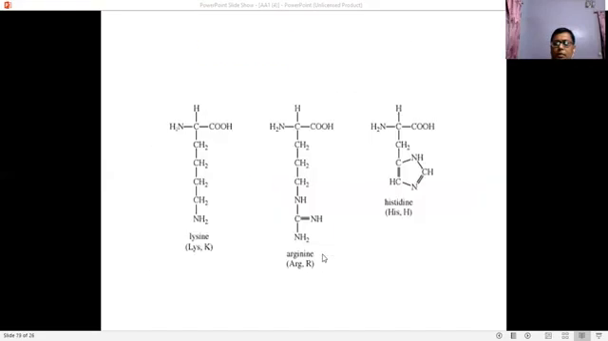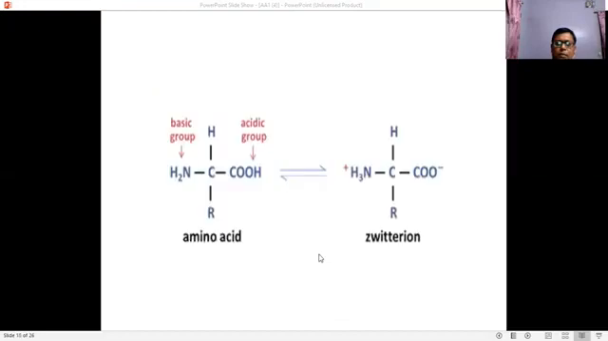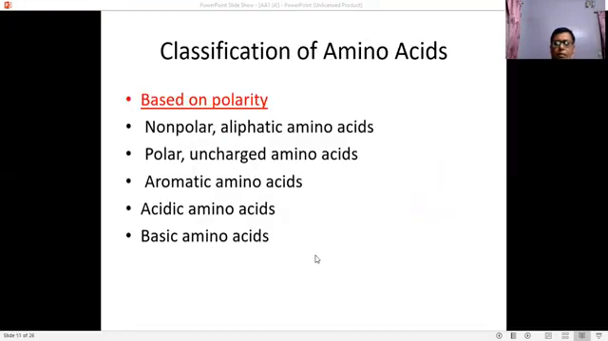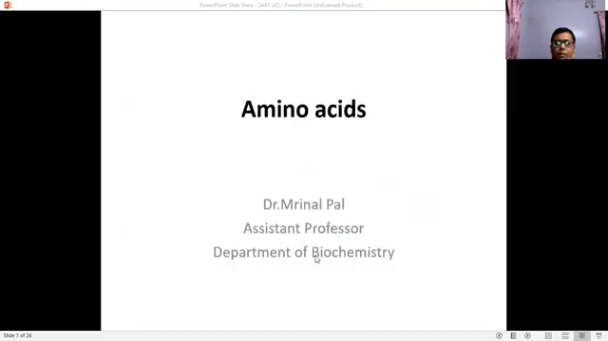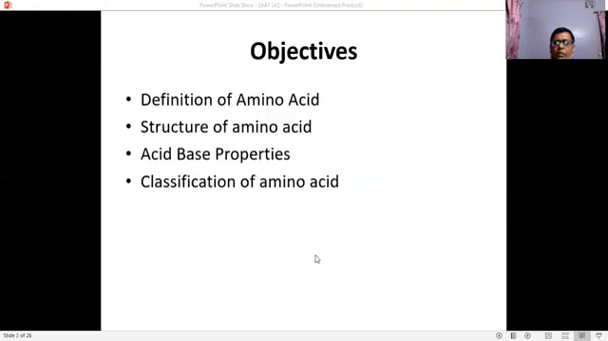So these are the things we have completed in our lecture. We have discussed the definition of amino acids, then the basic structure of amino acids, then acid-base properties, and lastly, classification of amino acids.